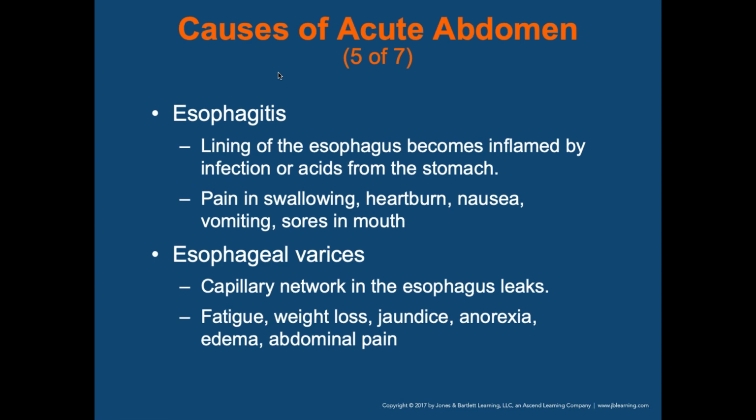Esophagitis would be the lining of the esophagus becomes inflamed by infection or acids from the stomach. So how would your esophagus get acids from the stomach? Vomiting. Right, coming back up. You'll have pain in swallowing, you'll have heartburn, nausea, vomiting, sores in the mouth. Here comes the next one that's listed here, and this is something very dangerous, esophageal varices, which is when the capillary network of the esophagus starts to leak. You'll have fatigue, weight loss, jaundice, anorexia, edema, and abdominal pain.